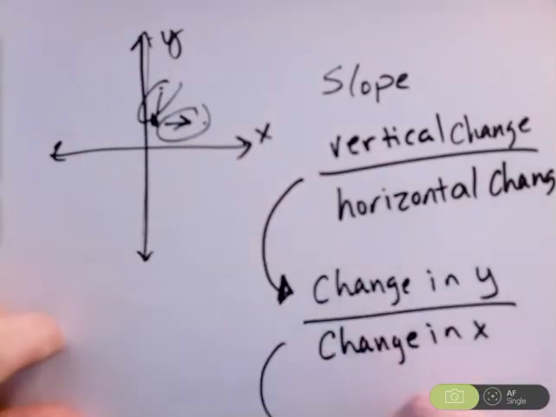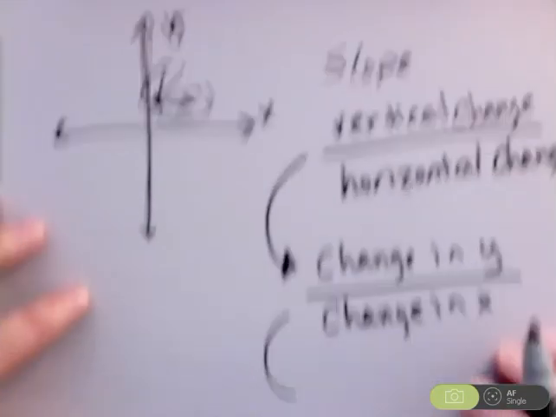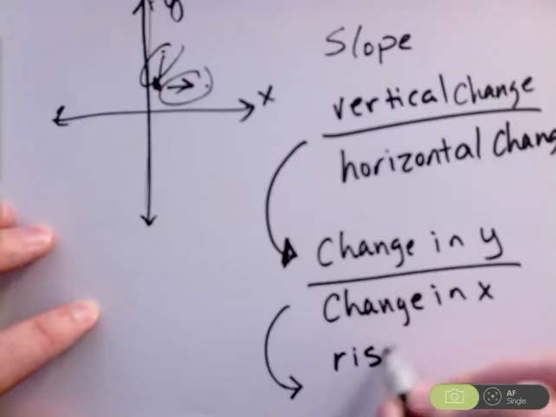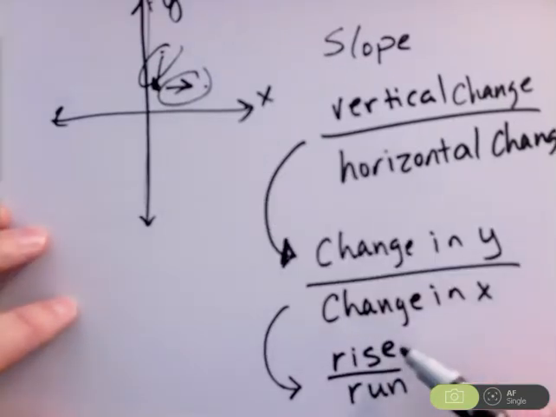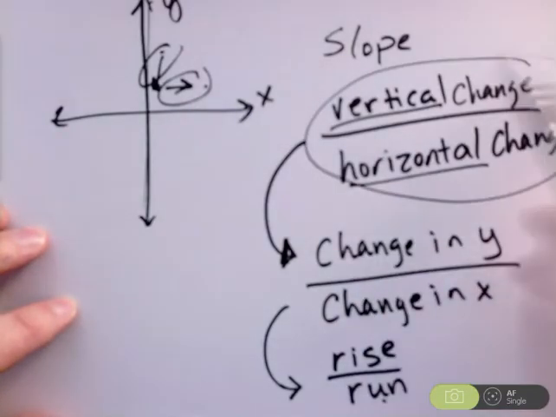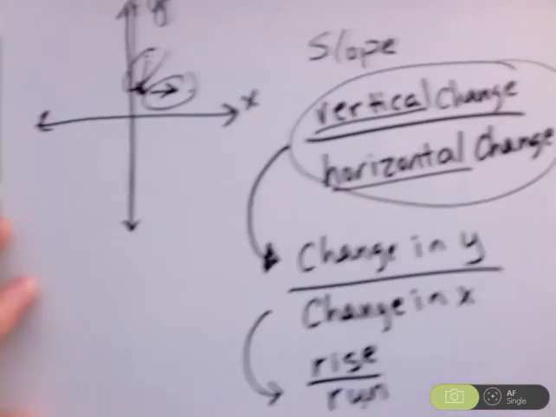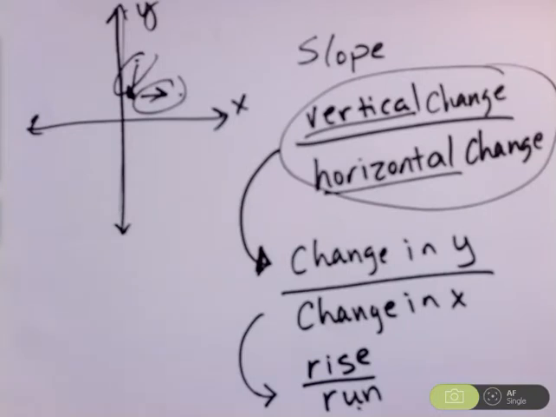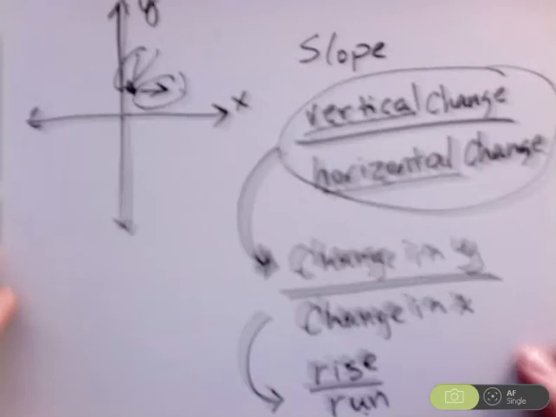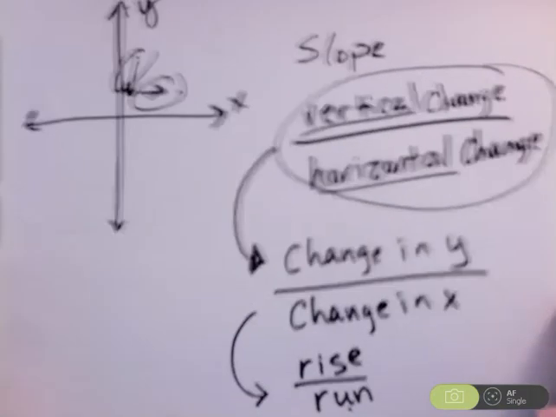You're going to hear a shortcut term or phrase, rise over run. This rise means vertical, run means horizontal. This is a little shortcut to kind of remember. I'm going to use these terms the most, vertical change over horizontal change, because if you can always remember vertical is up and down and horizontal is left and right, then you're going to have a good shot at being able to figure out what the slope of a line is.